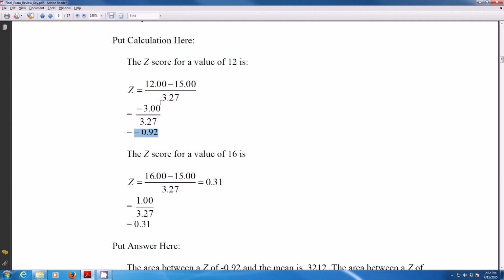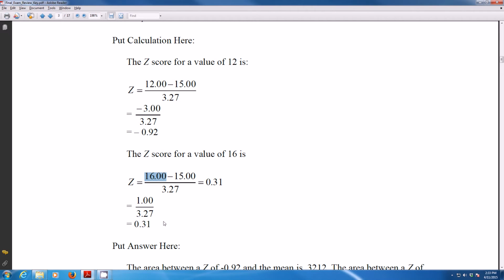And so that tells us that 12 is just about one standard deviation below the mean. Not quite there, 0.92 standard deviations to be specific. And then for 16, we'll take 16, subtract the sample mean, divide it by the sample standard deviation, and we'll find that the z-score there is going to be 0.31. And so that tells us that 16 is about 0.31 standard deviations above the mean.